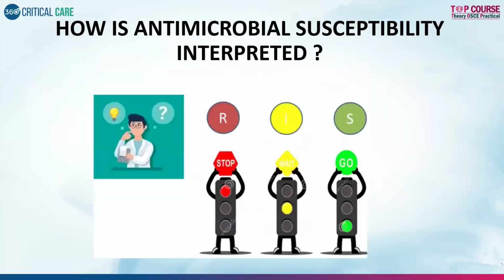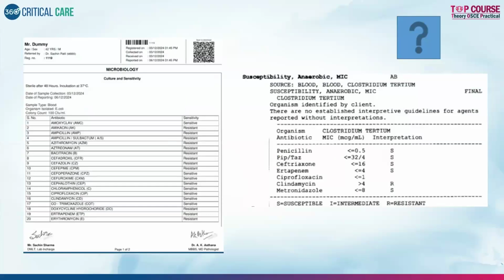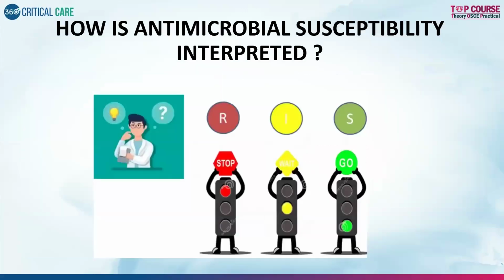Whenever you get a report like this, sensitive, resistant, intermediate, what does it mean? Does it mean that if it is S, as in sensitive, you can directly go ahead and give the drug? Or resistant means you should never use that antibiotic? Or intermediate means you have to do some jugaad? What do you do? You're doing this only, right? On a daily basis you're getting a culture report, and you're going to act on it based on these three things: resistant, intermediate, sensitive. So what is your understanding of it?